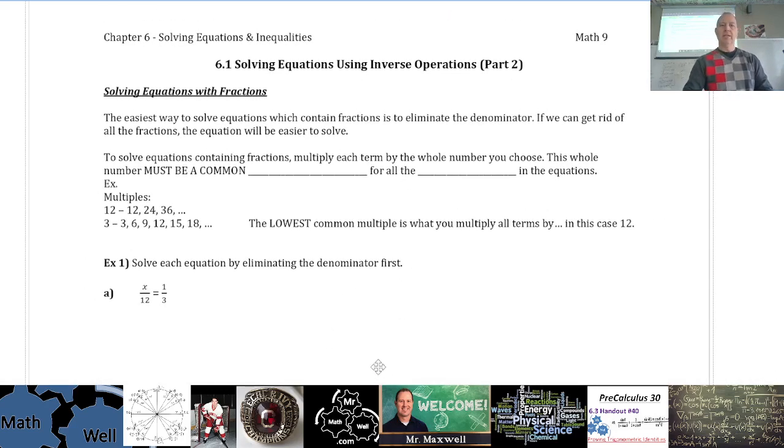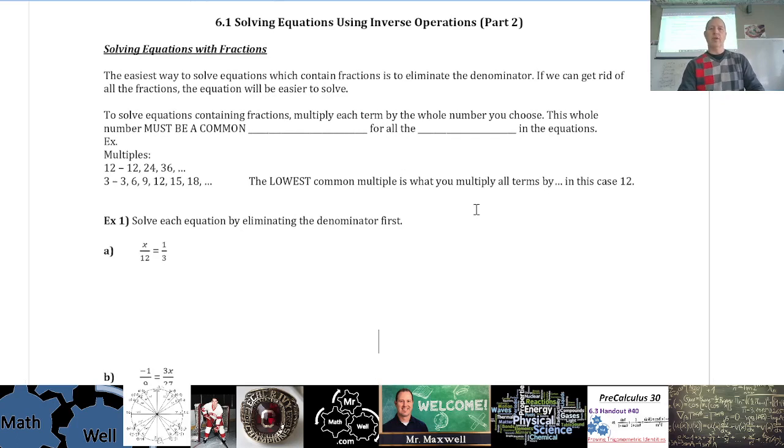Okay, the easiest way to solve equations which contain fractions is to eliminate the denominator. So if you have a fraction, like in this example 1 way down here, we have x over 12 equals 1 over 3.